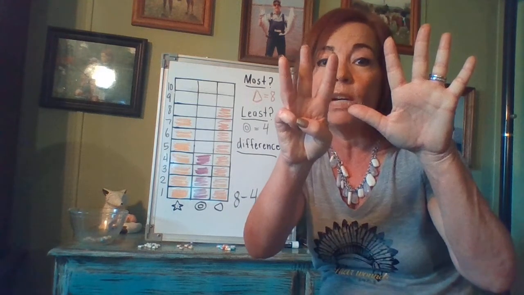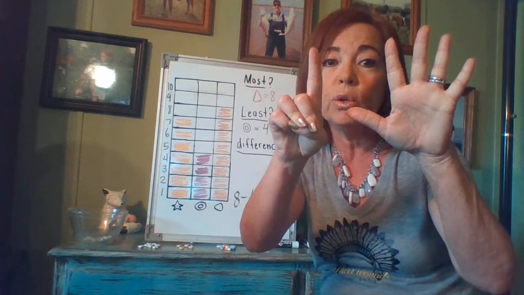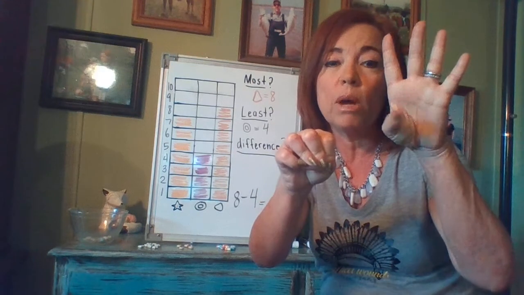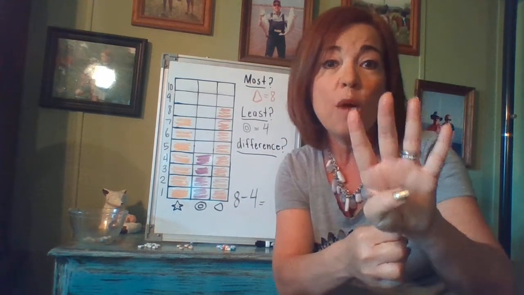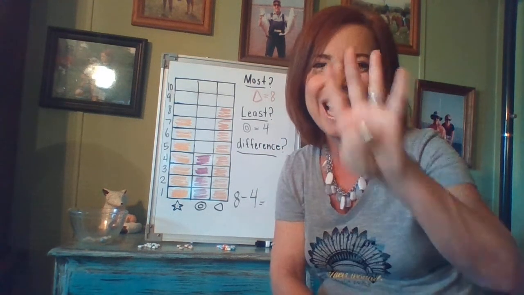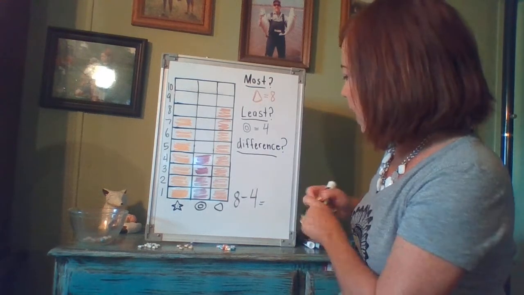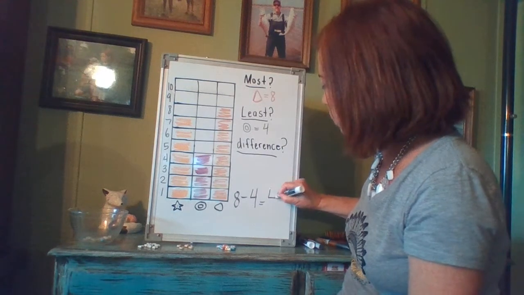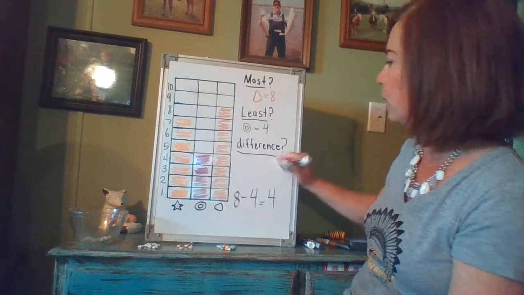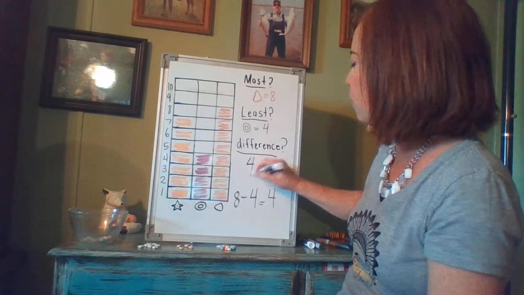So here's my taking away 3. 1, 2, 3, and then take one more away, 4. How many do I have left? I have 4 left. So 8 minus 4 equals 4. So the difference is 4.